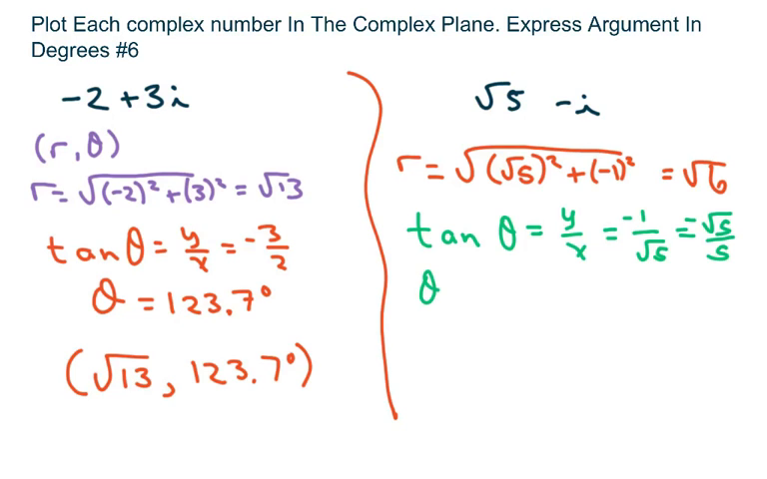And you inverse that, and you get approximately 335.9 degrees. Approximate. So square root of 6, 335.9 degrees. We're going to plot these.